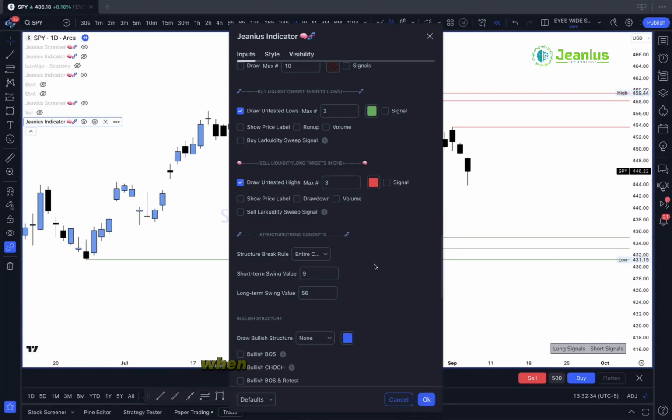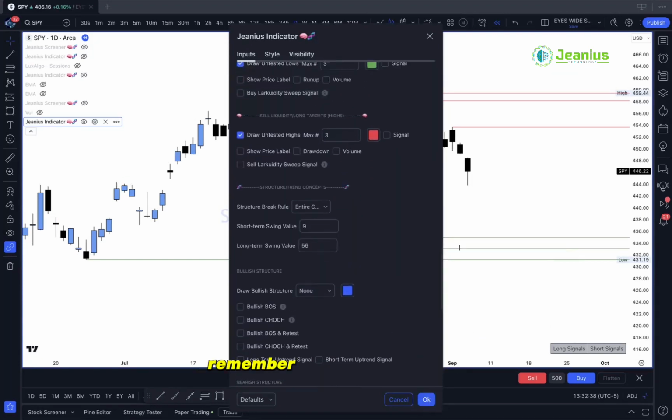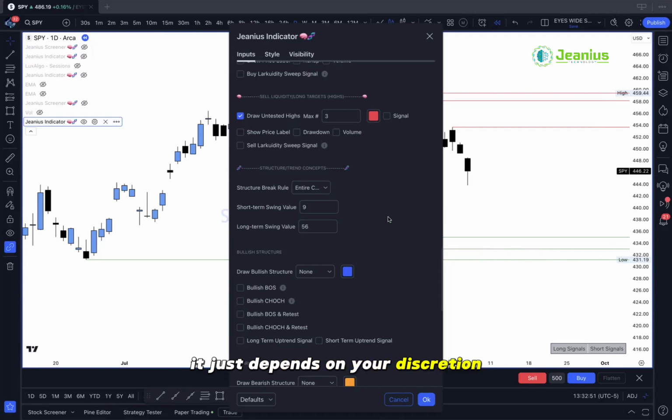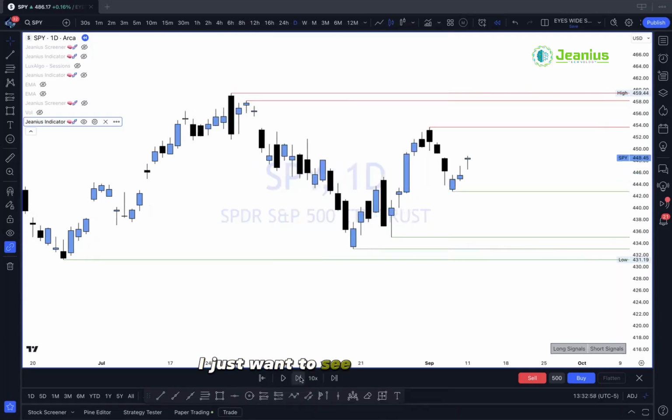And once again, when I get to that point, once we do start stacking the confluences, remember, if it lights up fully, that's great confluence. But if it doesn't light up fully and it gives you your 3 out of 5, that could still be a point of emphasis to take the trade. It just depends on your discretion. So let's look at what happens, where it goes. I just want to see where it goes.